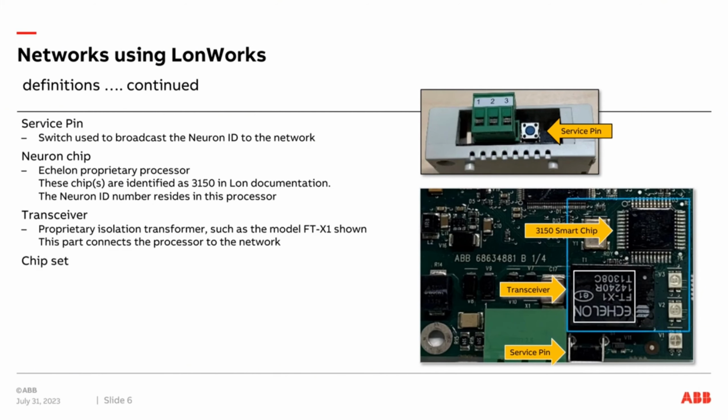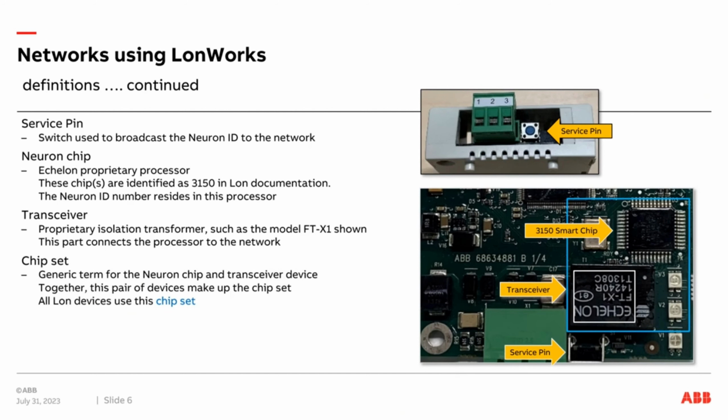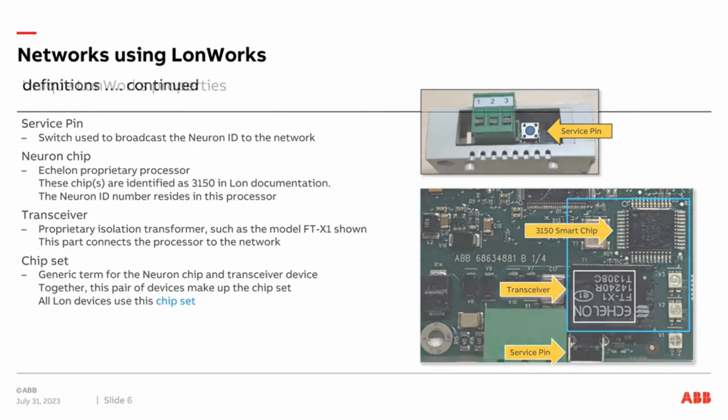And then the last term that you probably have heard is chipset. It's not really a legitimate LAN term, and you won't find it at all in their literature. But it's a common way of understanding that we have a processor chip and we have this isolation transformer, and together those make up the quote chipset that everyone has to buy from Echelon.